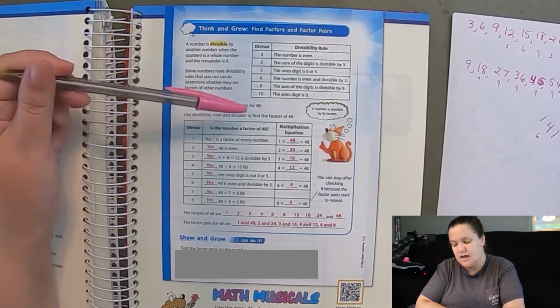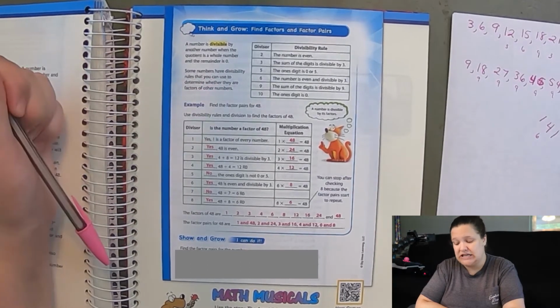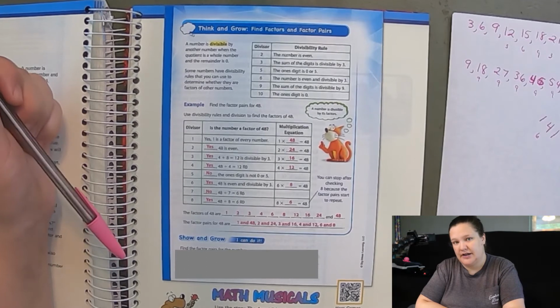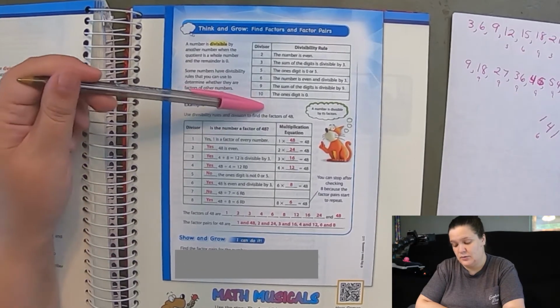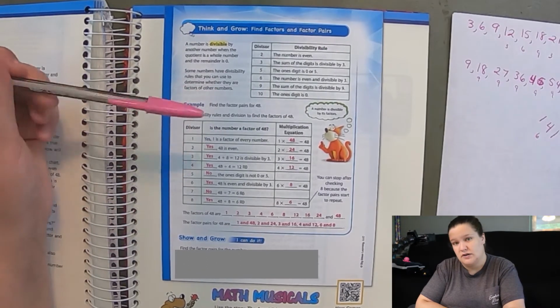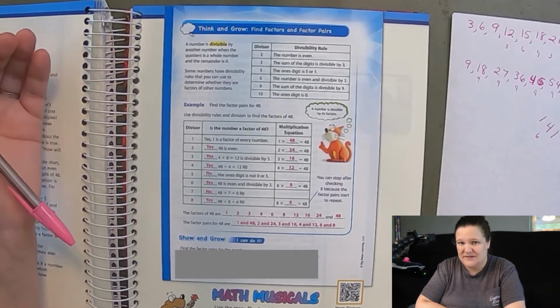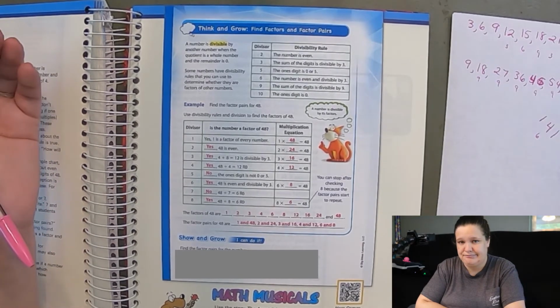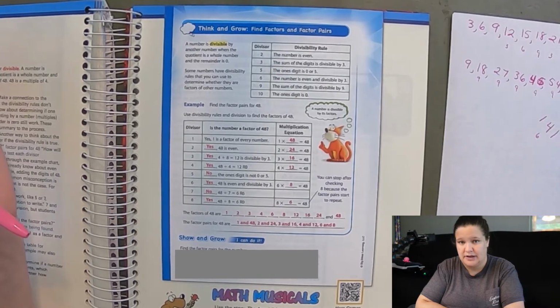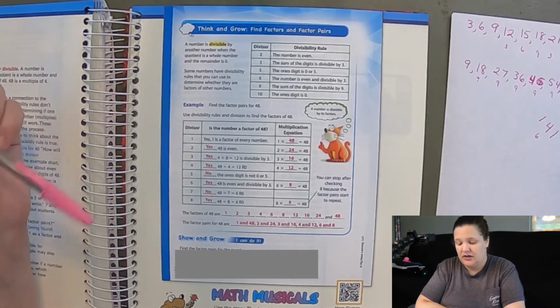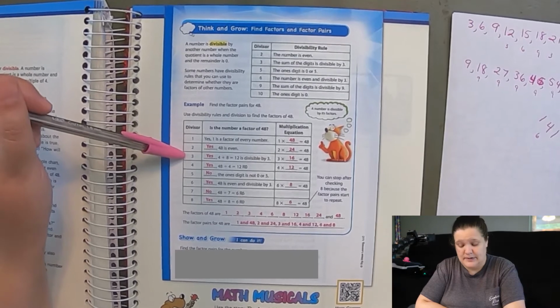3. Does 4 plus 8 equal a multiple of 3? Is 4 plus 8 divisible by 3? What is 4 plus 8? 8, 9, 10, 11, 12. 12 is divisible by 3. So 48 is divisible by 3.